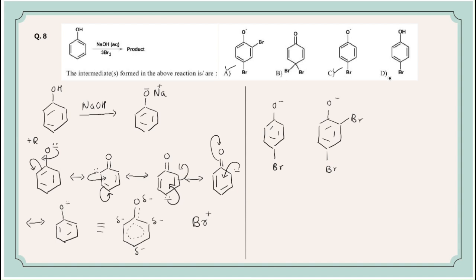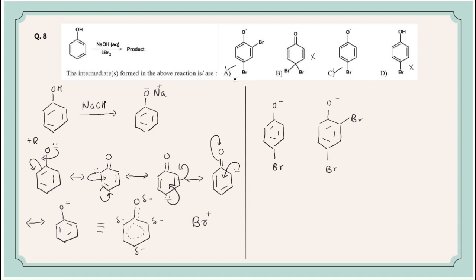Now, why not B and D? Because in B, when the bromine goes to para position, the molecule is losing its aromaticity. This is not correct, because the molecules are more stable when they are aromatic in nature, like in case of the phenoxide ion. Therefore, this cannot be possible. Now, why not D? Because here it is a phenol. We have a reaction which is an intermediate, so it's a phenoxide. Therefore, this is also not correct.